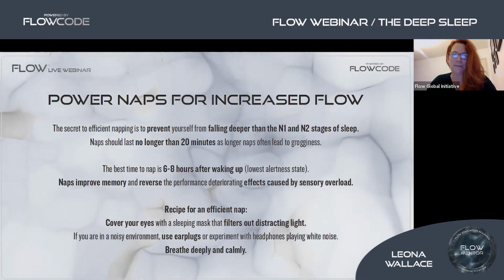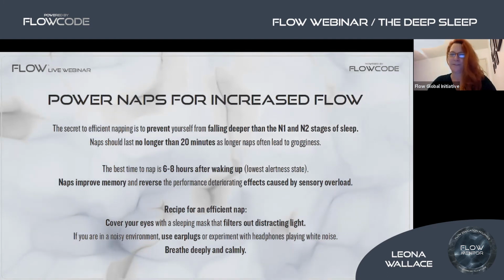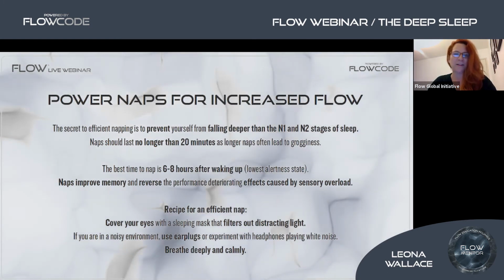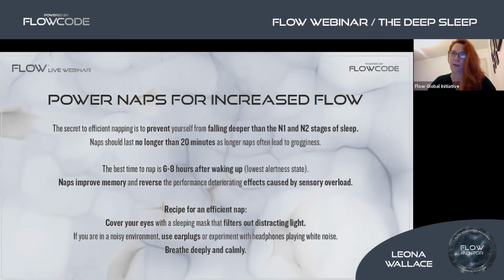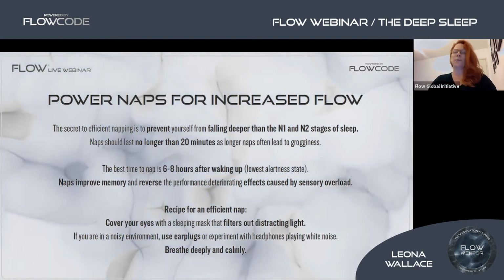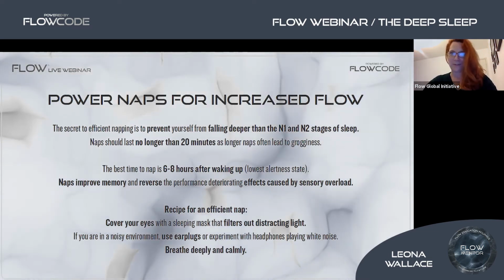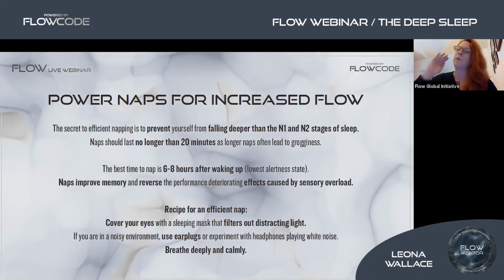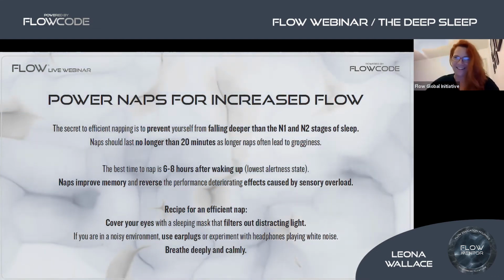Here is a recipe for an efficient nap. Cover your eyes with a sleeping mask that filters out distracting light. If you're in a noisy environment, use earplugs or experiment with headphones playing white noise. Breathe deeply and calmly. How do you like that recipe for a power nap? So all of you now have my permission to take power naps every day. And you can tell your bosses too.